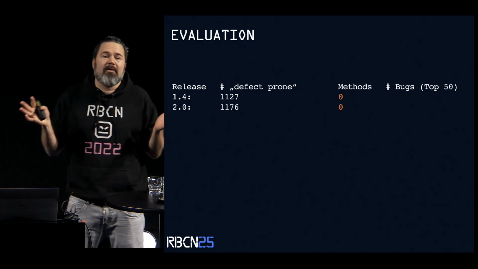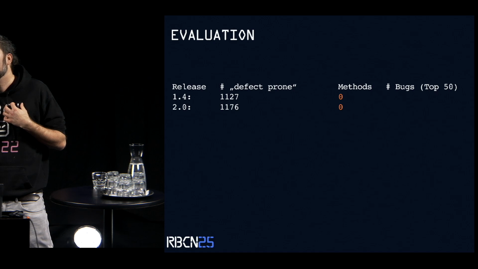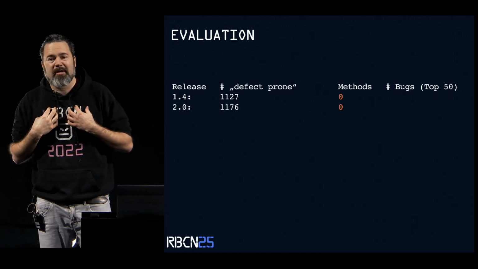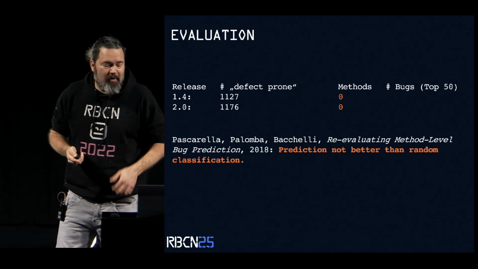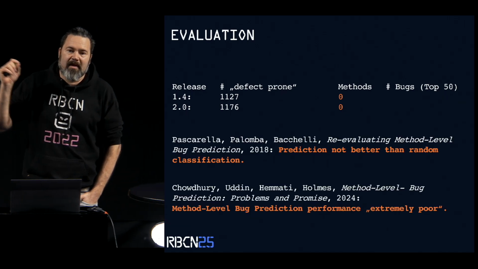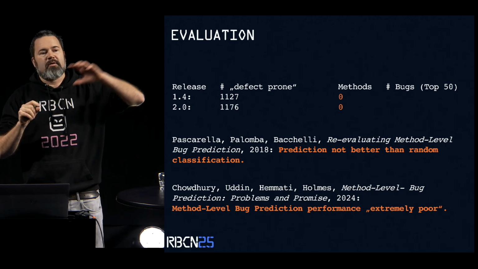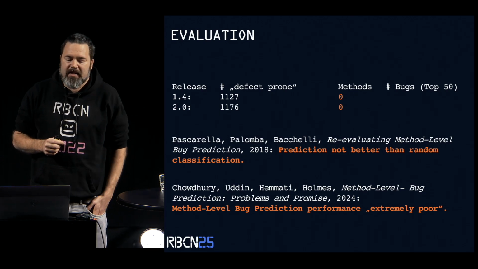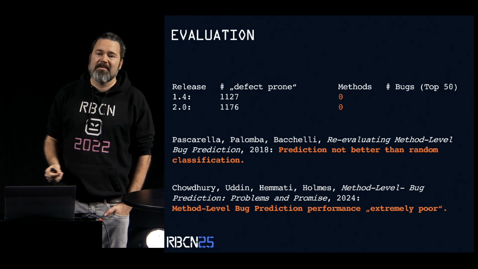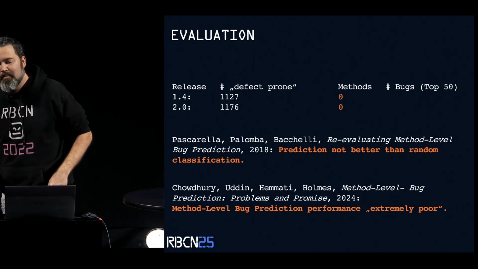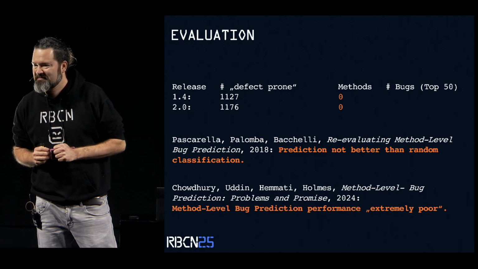Now, it could be because the information is just not in the data. It could also be, to be frank, I learned that we are a pragmatic community. It could be because we are too stupid. And to our rescue, there's other research papers that have done the same thing, method-level defect prediction about future bugs, and they said that it doesn't work at all. It's like a random coin toss. Performance is extremely poor, or to put it more optimistically, it's an open research problem.